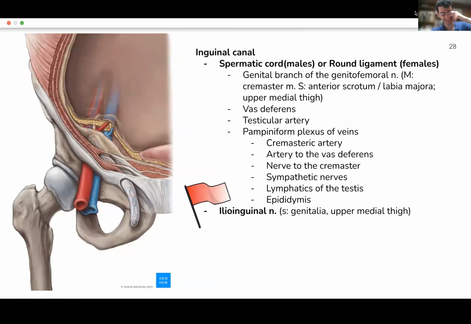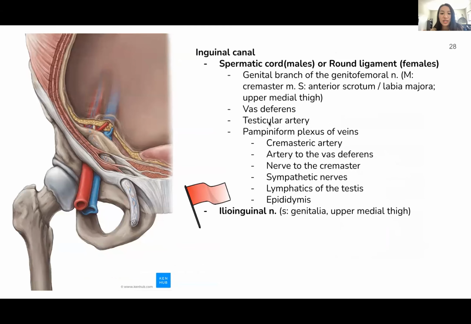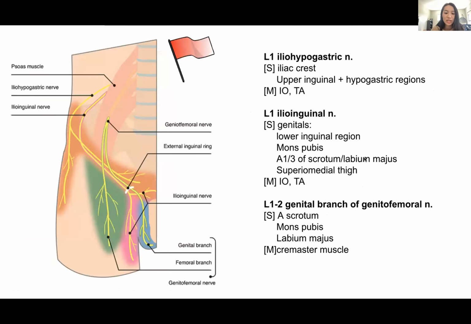Yeah, so that's the spermatic cord here, and in females it is the round ligament. You've got the vas deferens, the artery to the vas deferens, and all of this stuff. I don't think me reading it out to you will help you, but just remember it. Okay, so this is where the distribution of those genital region nerves are.